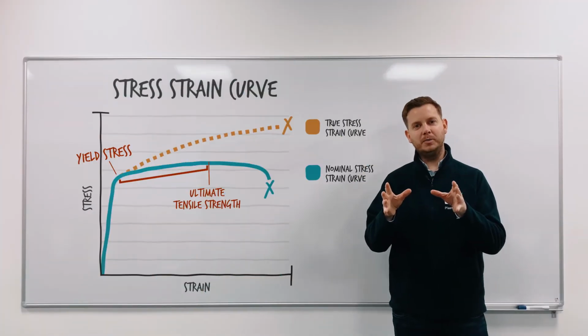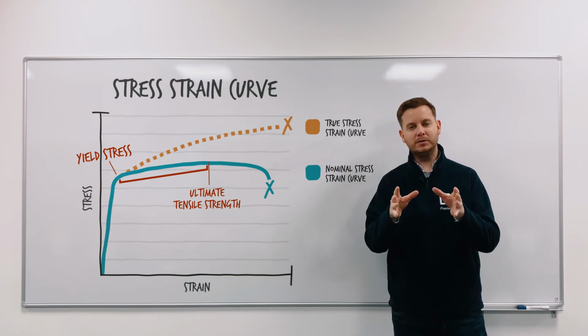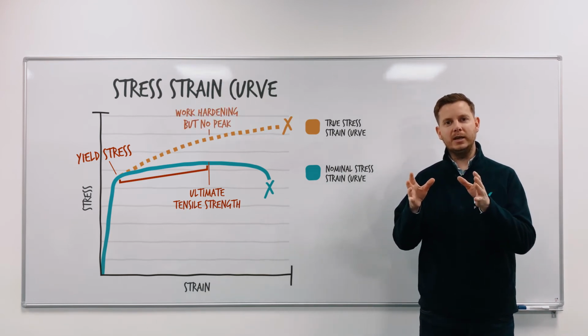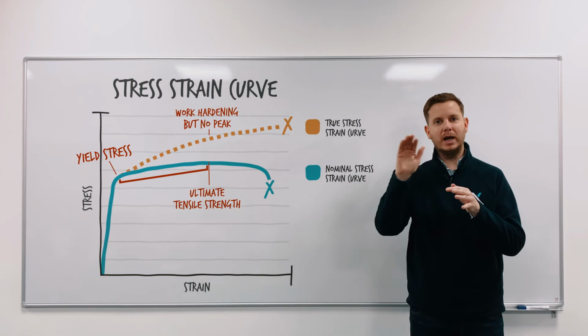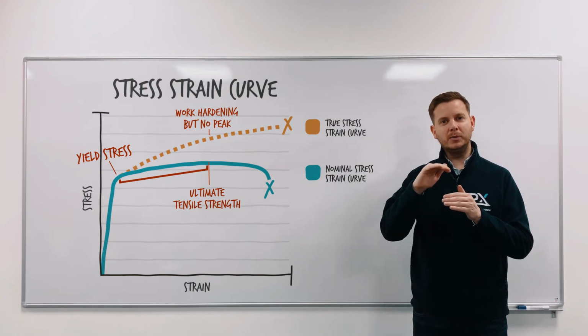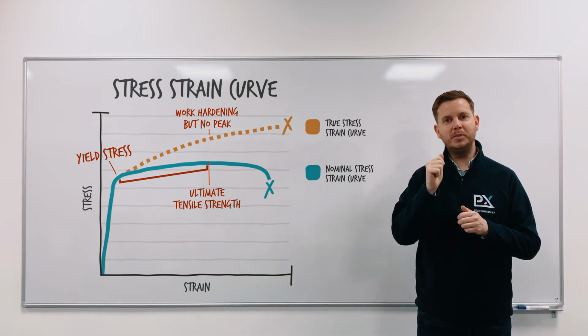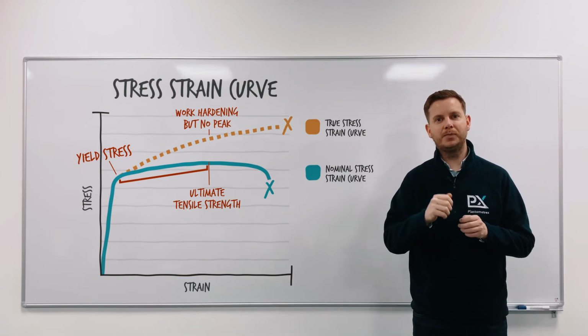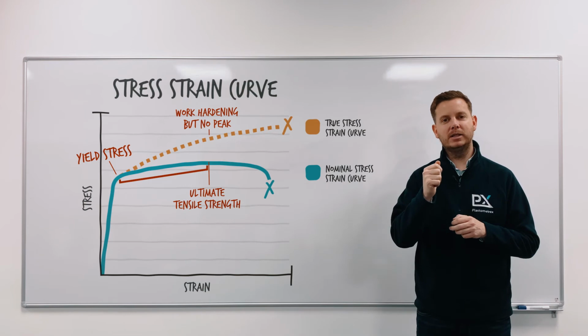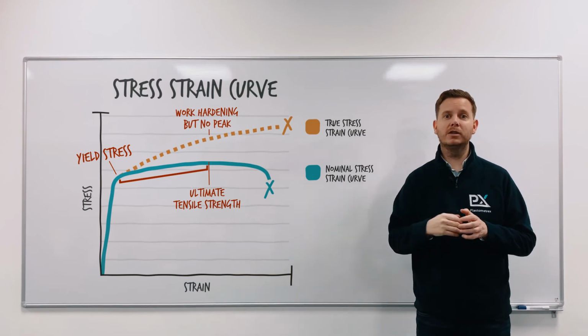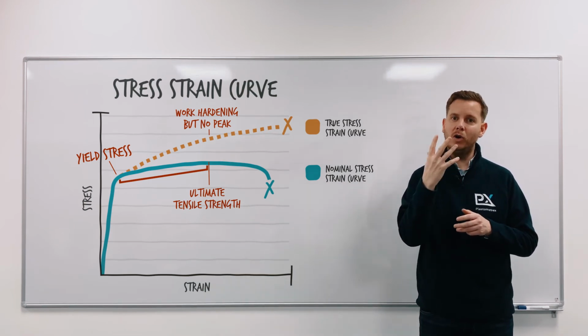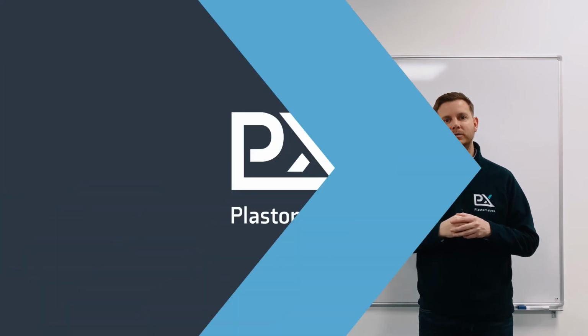It's useful now to compare the nominal curve to the true curve. And we see here also some evidence of work hardening. Although if we look closely, we can see that the rate of work hardening is dropping off. But importantly, what we don't see is a peak in the curve, nor will we, which means that we cannot get the UTS, or the ultimate tensile strength, from the true stress-strain curve. This is always from the nominal stress-strain curve.